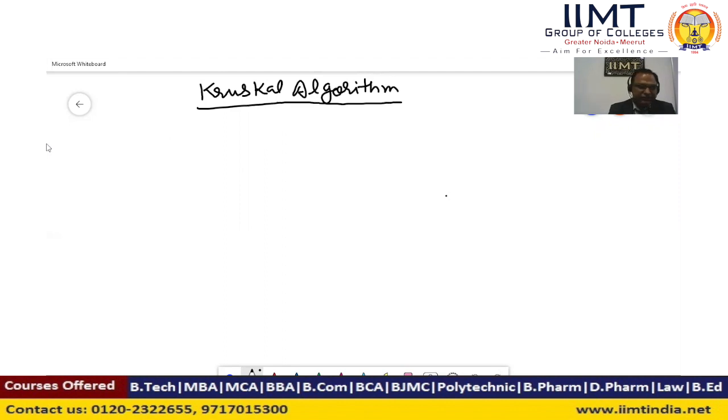Basically, the first question is why we study this algorithm. This algorithm gives us the minimum cost spanning tree. Whenever we want to find a spanning tree that has the minimum cost, we can use this algorithm. One more algorithm that we can use for this purpose is Prim's algorithm. But today my topic is how we can apply the Kruskal algorithm on a graph to find the minimum cost spanning tree.